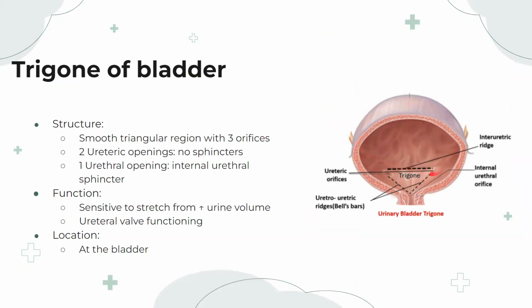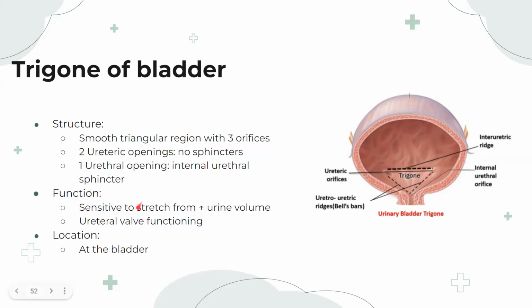This is where the ureter would enter at the back of the bladder. There are no sphincters here, but there are valves, and those are very important to make sure that there's no backflow of urine into the ureters and then the kidney. And then lastly, we have the urethral orifice, which does have a sphincter, known as the internal urethral sphincter, pretty much at the neck of the bladder.